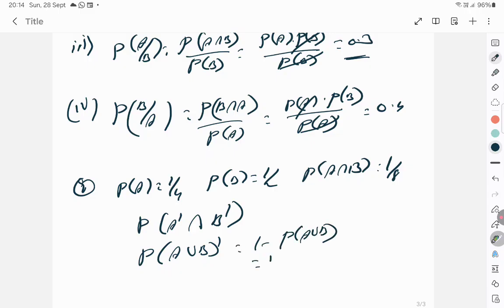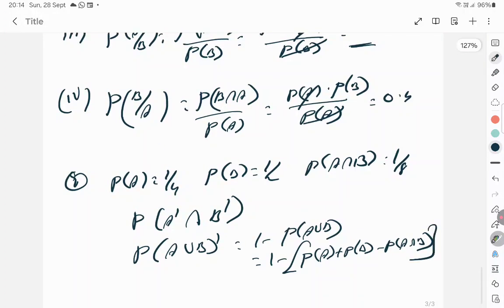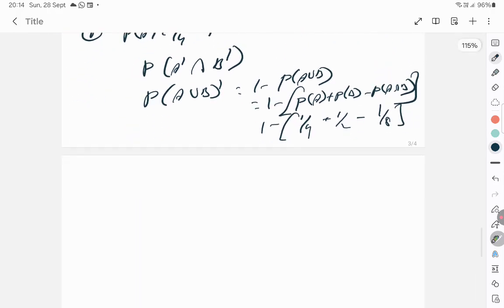What is A union B? You don't know. 1 minus, open the bracket, P of A plus P of B minus P of A intersection B. Okay, so then they've given all these values. So 1 minus, what is P of A? 1 by 4. What is P of B? 1 by 2 minus 1 by 8. Just solve this, you get the answer.